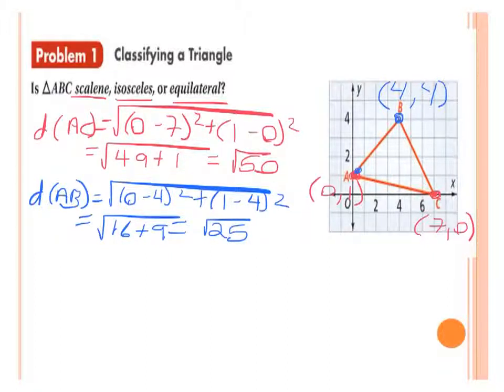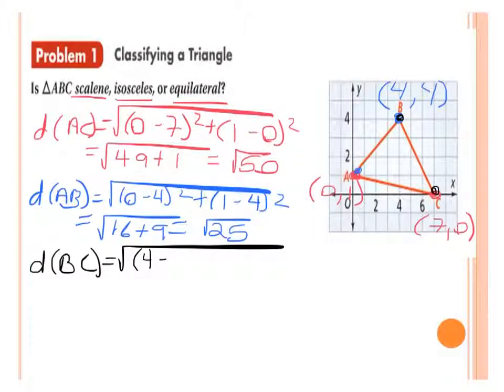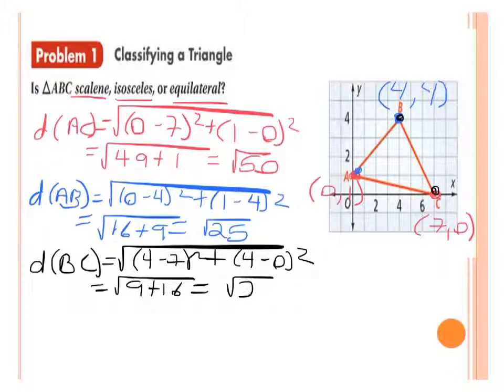Okay, and then finally, we'll do it in black. Finally, we're going to do the distance from B to C. All right, the good thing is we already have our coordinates for that. So we will start with our x1, which is 4, minus our x2, which is 7, squared, plus our y1, which is 4, minus our y2, which is 0, squared, and we end up with 4 minus 7 is negative 3, 3 squared is 9, plus 4 squared is 16. We got the square root of 25. So we've got that AB is congruent to BC, therefore we have an isosceles triangle.